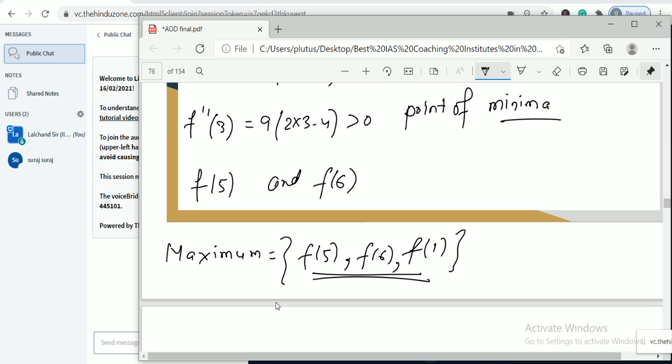So this is all about AOD, application of derivatives. We have discussed all concepts here and a few questions of JEE 2020 and 2019. Okay, so let us end this session here. Bye bye. Thank you.